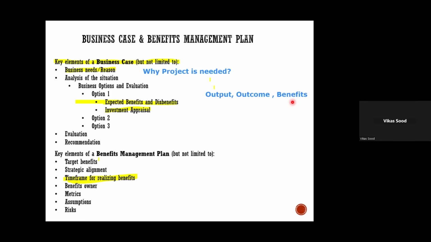Suppose we have to increase the sales, and we are going online. We start selling our product online also, apart from our physical outlets. So your e-commerce website, is it an output? Yes. Increase in the sales, is it an outcome? Yes. And annual increase in sales by 15% or by $10 million will be the benefit. So is the difference clear?